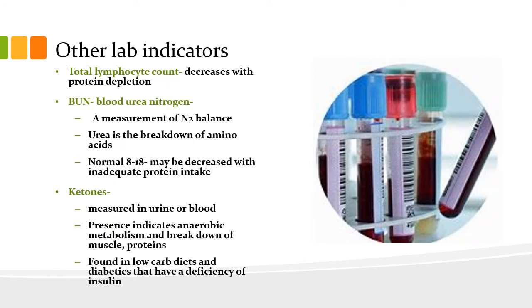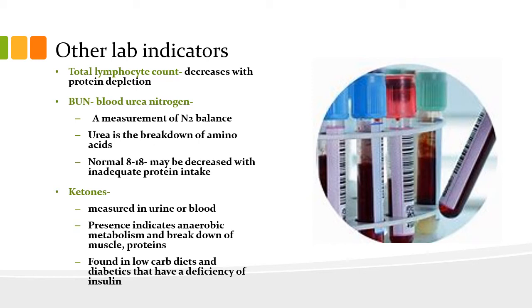Other lab indicators to signify nutrition include total lymphocyte count. This decreases with protein depletion. The BUN, or the blood urea nitrogen, is the measurement of nitrogen balance. Urea is the breakdown of amino acids. A normal BUN is between 8 to 18, and it may be decreased with inadequate protein intake.